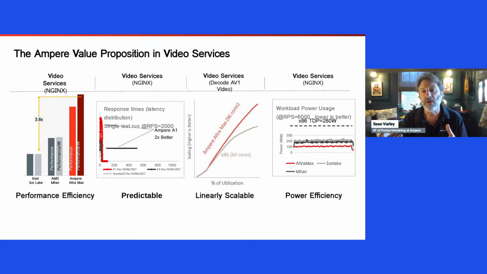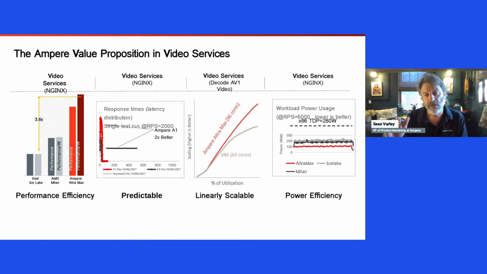Many people would understand that with an x86 server, there's a rule of thumb in the industry around provisioning at about 50 or 60% capacity of the server in terms of utilization. That's because of this roll-off that you see in linear scalability.